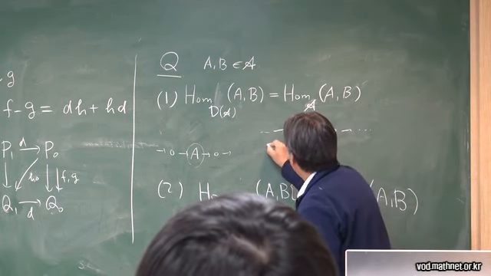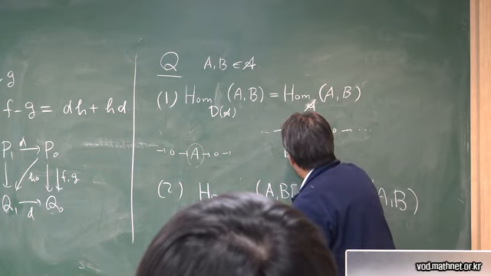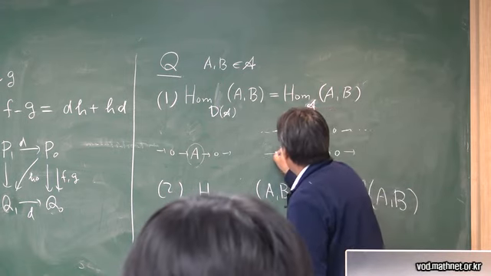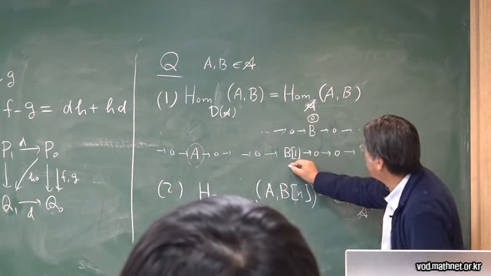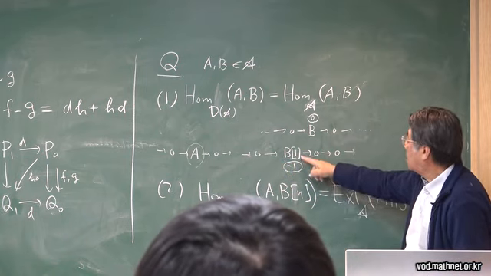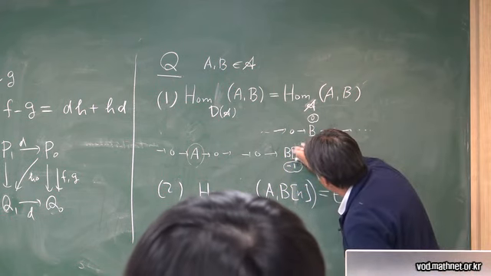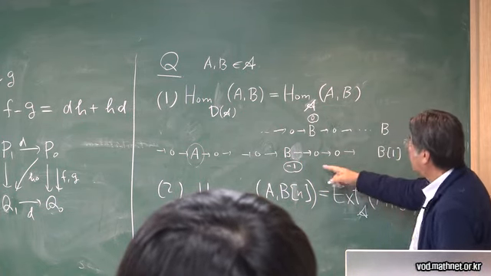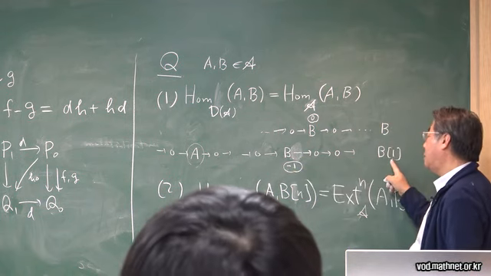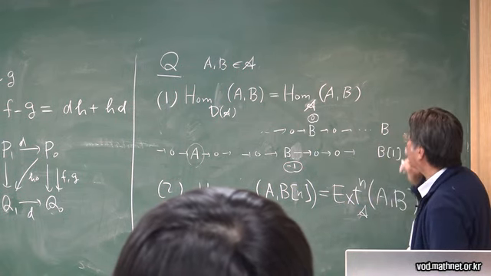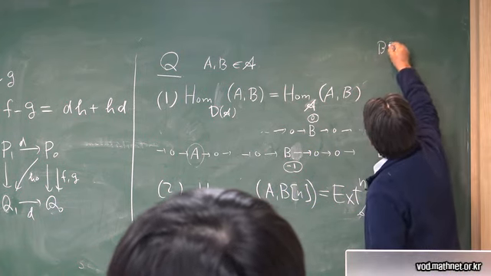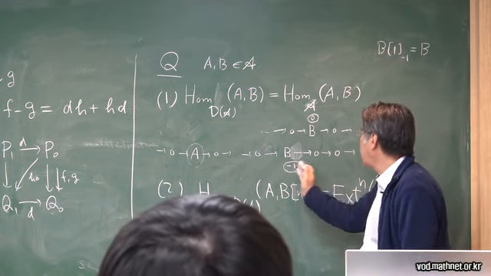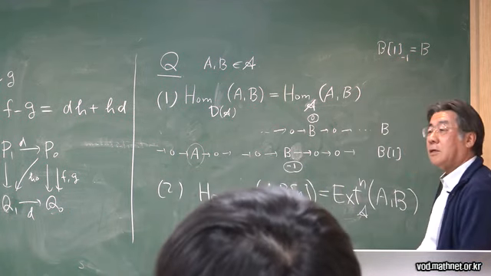Then B[n], what is B[n]? For example, B[1] is shifted to the left. So you see, this is minus one. At minus one, there is B. So this complex is B[1], and this complex is B. If B is put at degree minus 1, then this is called B[1]. And if it is put at degree 0, then this is called B. Because B[1] at minus 1 is B by definition. And if you shift the complex n times, then what you get is the extension module.